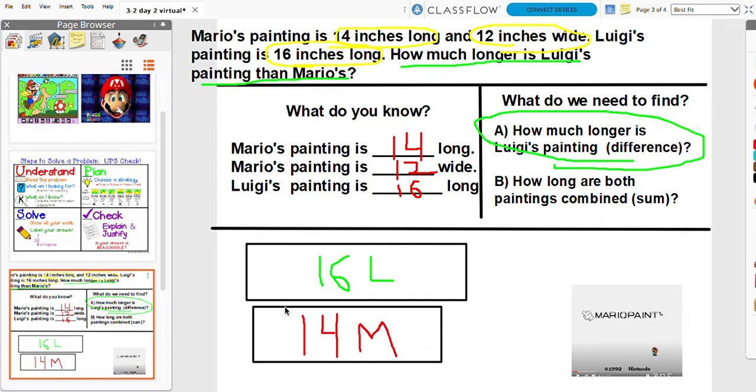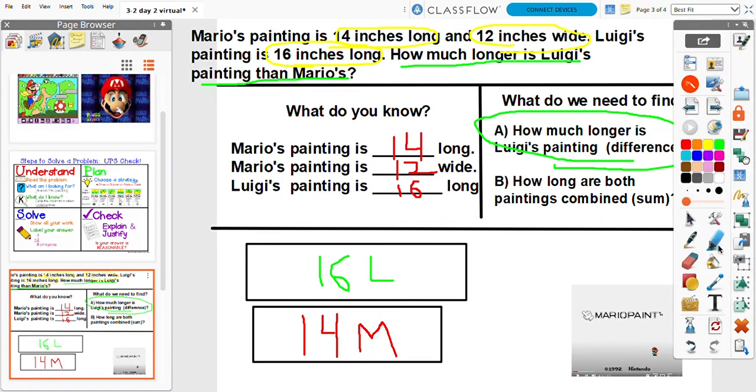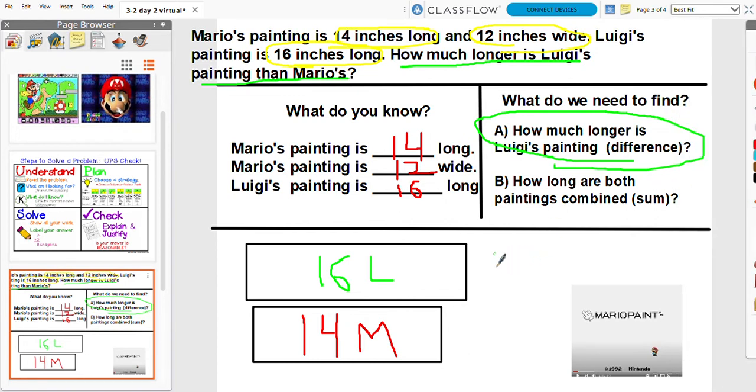So how can I model that with math? You may be in your head doing mental math, which is great. You may already know the answer. But let's think about the problem itself. So we're going to do a comparison. We're finding the difference, right? That's subtraction. So I'm just going to do 16 minus 14. And I'm going to use the standard algorithm.